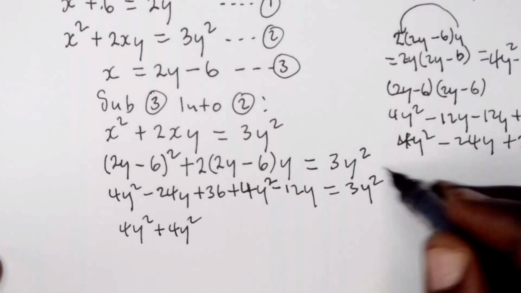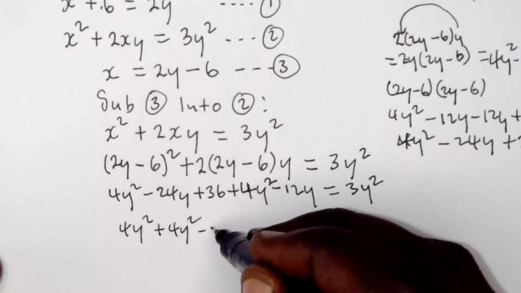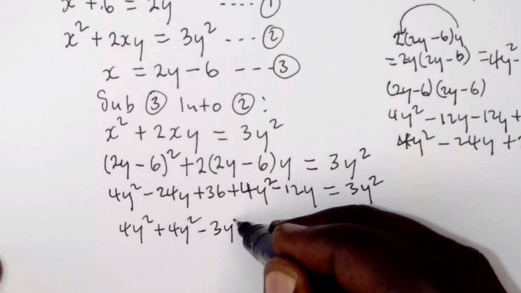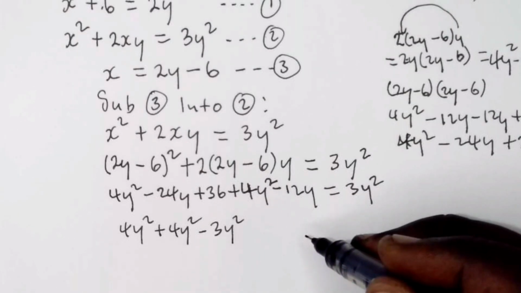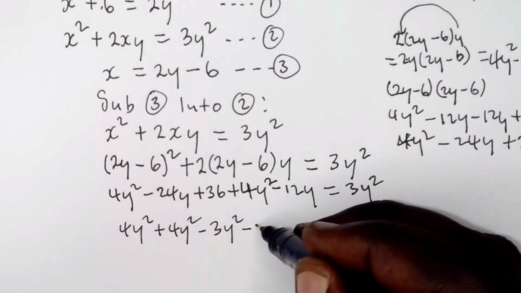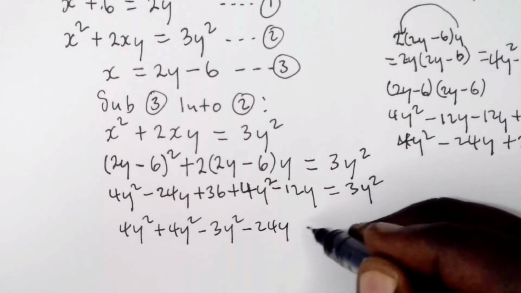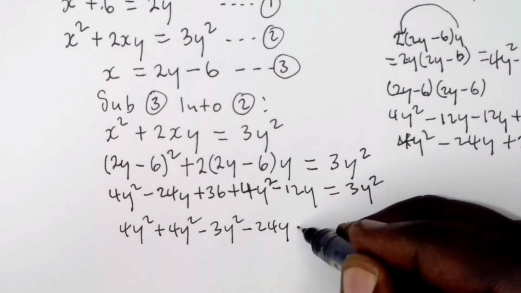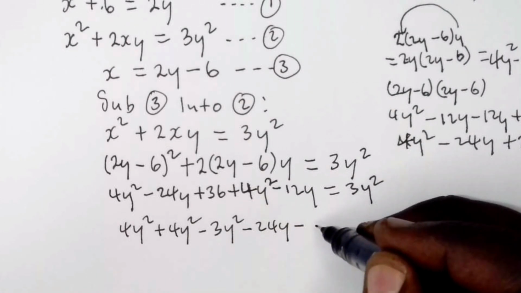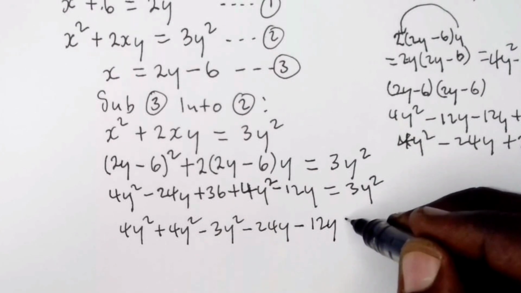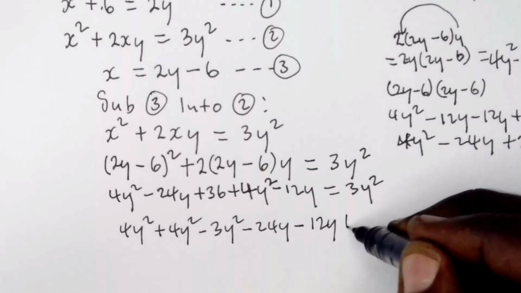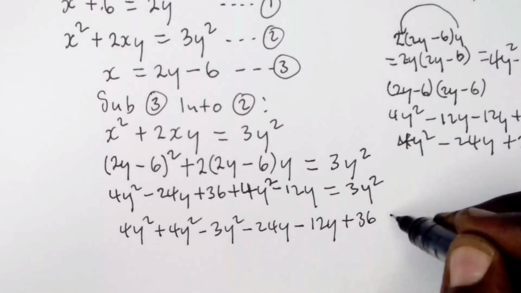Remember, we have this y squared here. We can take it to this side as well. So to be like this. So what about the y's? We have minus 24y, and then we have minus 12, then minus 12y. In terms of the numbers, we are left with 36.